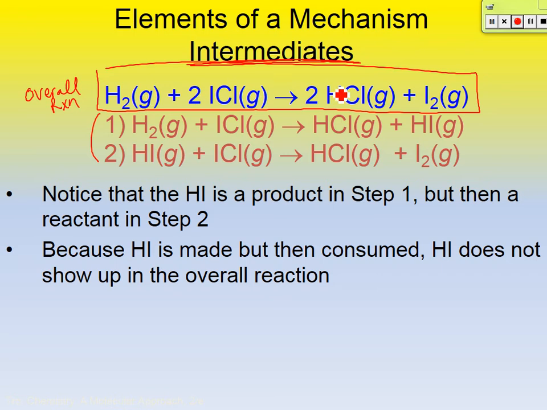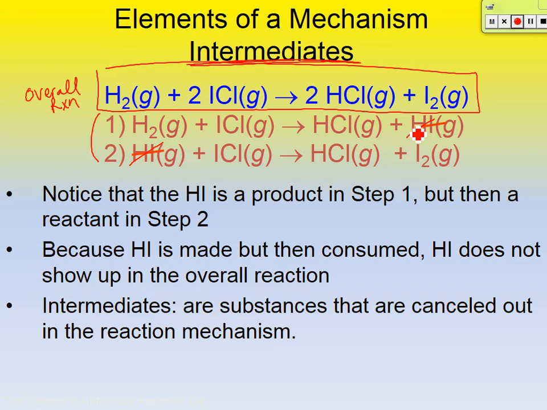And the reason for that is that it was made here, but then it gets canceled out in the next step of the mechanism. And so that's exactly what an intermediate is. It's something that is made, but then used up, and it doesn't show up in my overall reaction because it gets canceled out. So I think in your books you're supposed to write down the definition for an intermediate. They are substances that are canceled out in the reaction mechanism. So in this example, the hydrogen iodide here would be our intermediate.